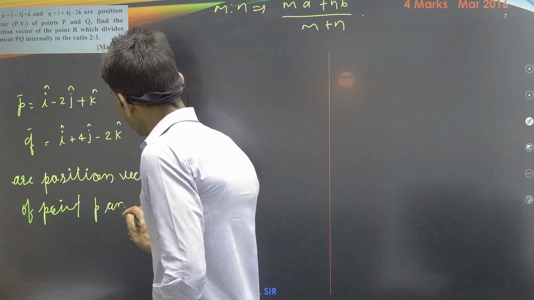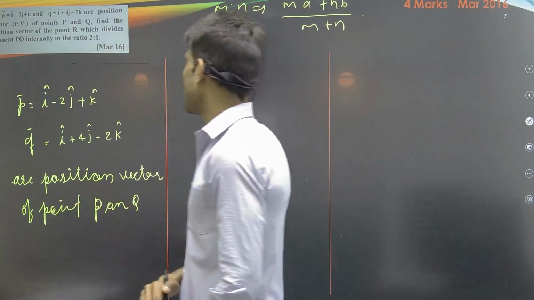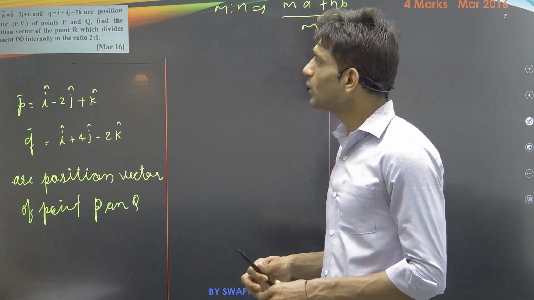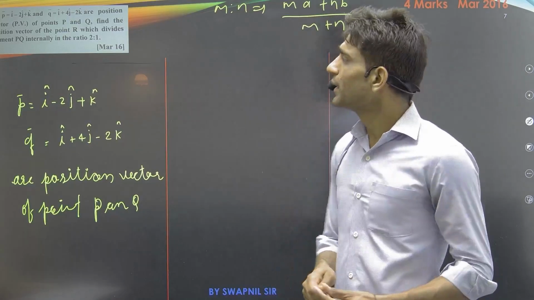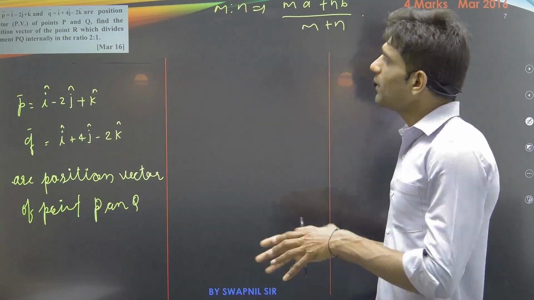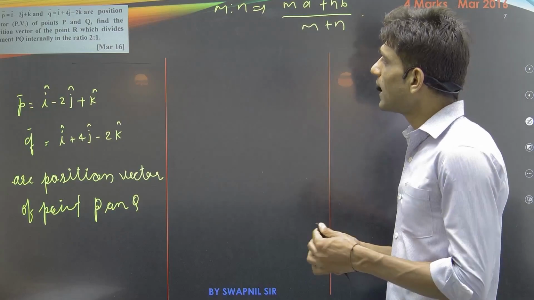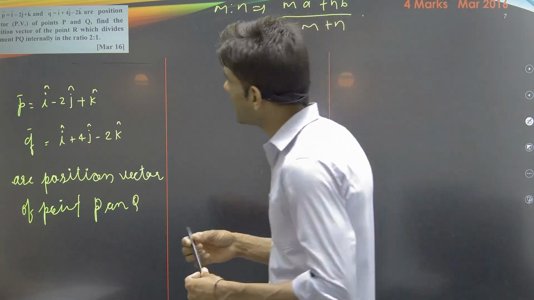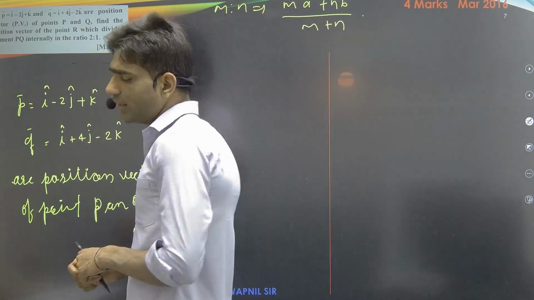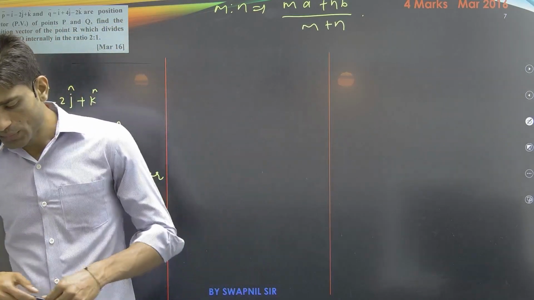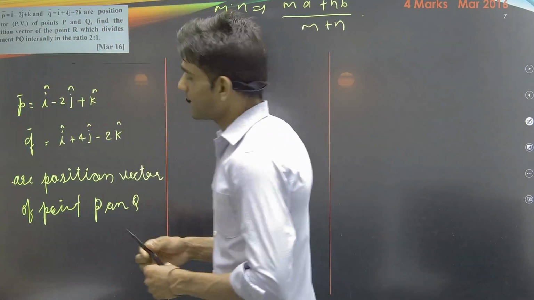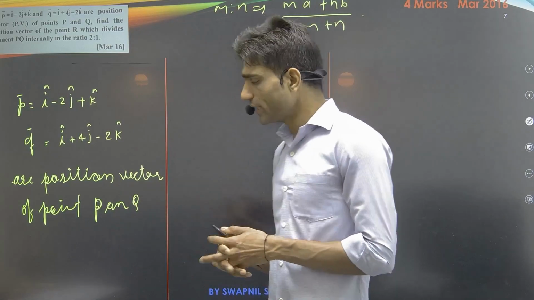We have given the position vectors of the points p and q as p bar and q bar. And we have to find the point r which divides the line segment pq internally in the ratio 2:1. Now what we do, we have the ratio m is to n.